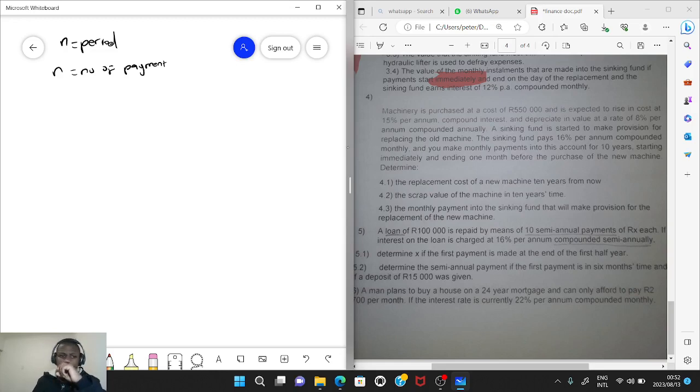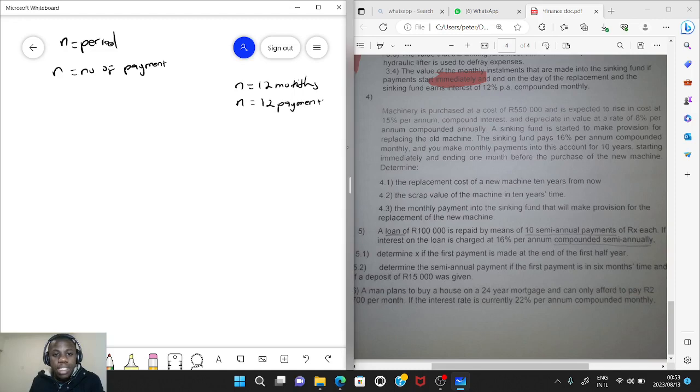In a year we have how many months? We have 12 months, right? Meaning my n in that case will be 12, 12 months. That's a year. Now I have to pay every month, so if I have to pay every month, how many payments will I make? In a year I have 12 months, and I pay every month. It simply means I'm going to have 12 payments.